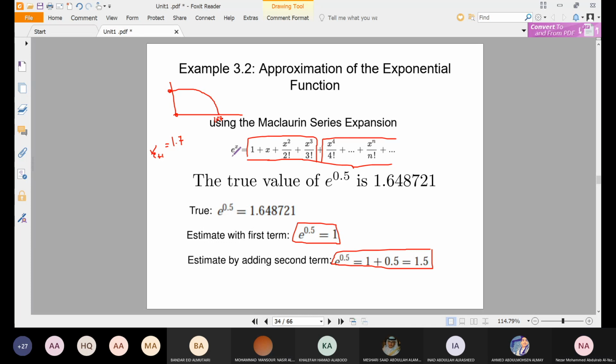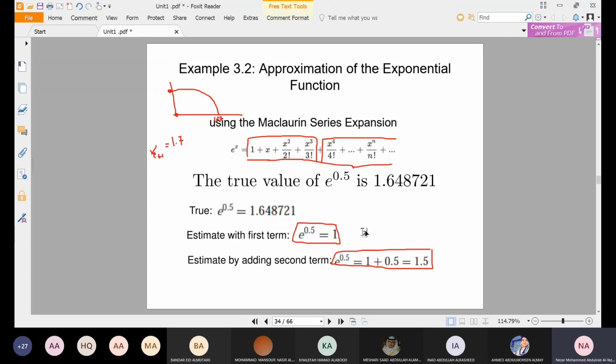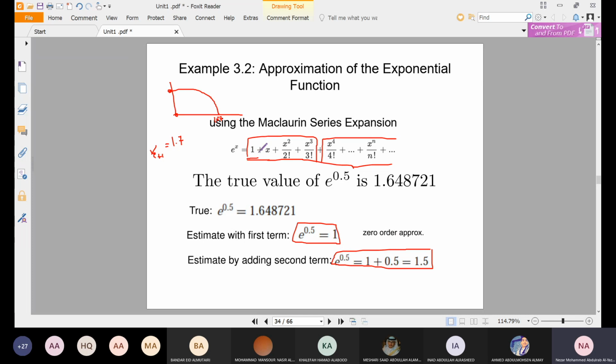If you want, for example, to find the first term, that means when we use the first term, we call this zero order. Sometimes we call this zero order derivative or zero order approximation. We don't use any derivative. Zero order. Okay, this we call zero order approximation, or we call it the first term we use. You see here the first term, how much do you have? You take only the first term. The first term is constant, it is 1. Okay. The first term is 1.